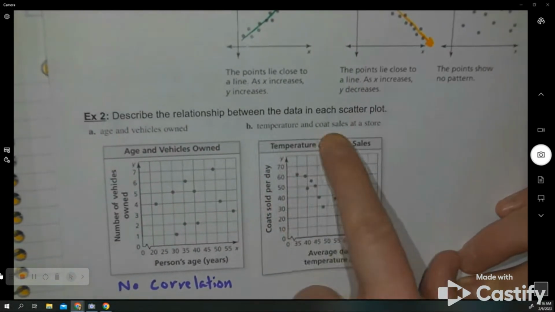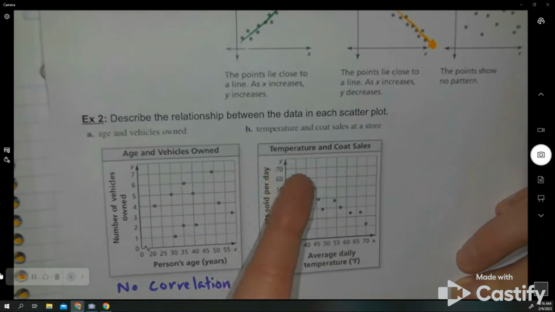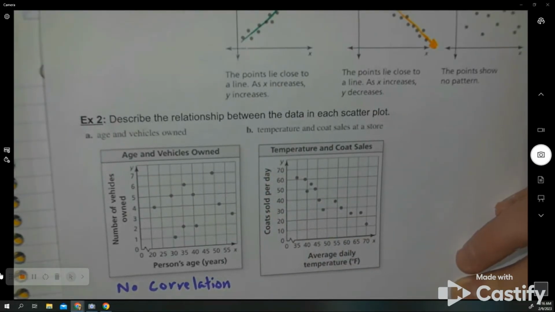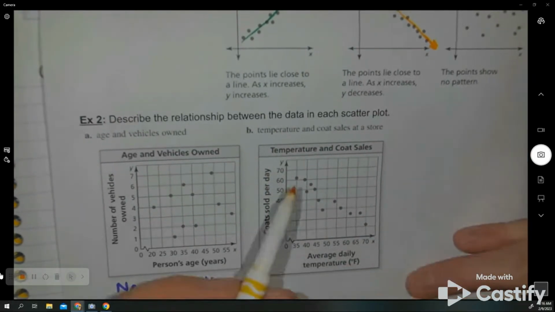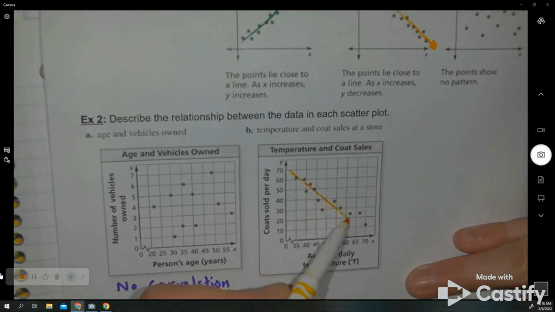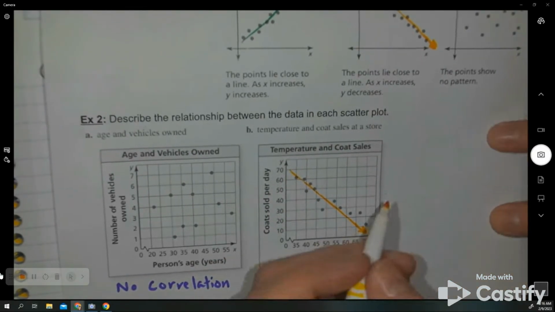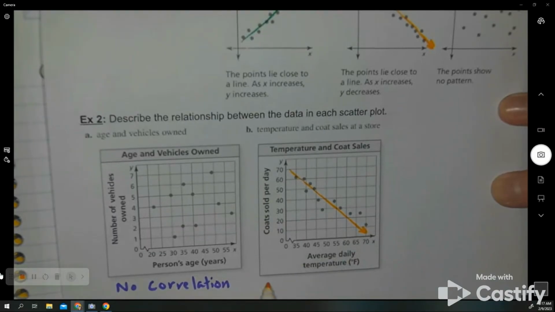All right, so then we look at B, temperature and coat sales at a store. See how they're all kind of clustered together, looks kind of like a line. So we would say that there is a correlation. And if we follow that pattern that we're seeing, from left to right, we're heading in a downwards direction here. So I would call this a negative correlation or negative linear correlation.